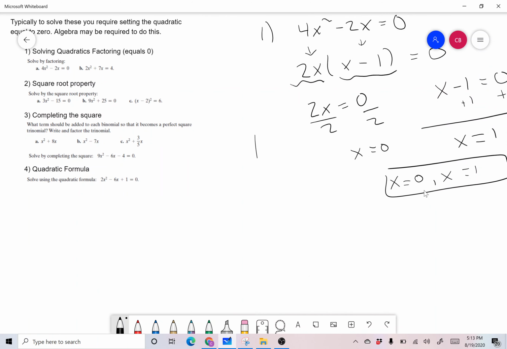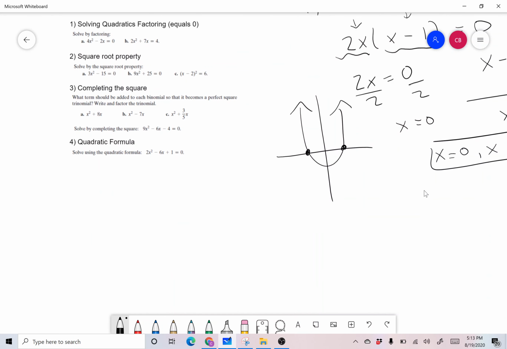What this means is if you have a parabola, it hits the x-axis at 2 points. In this case, at 0 and 1. That's probably not the best drawing of this, but it can happen.